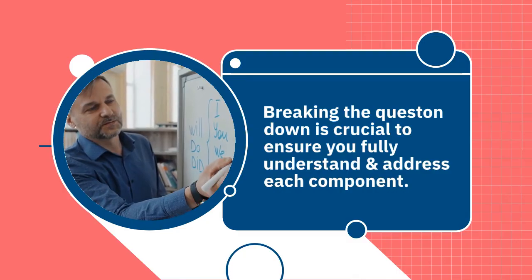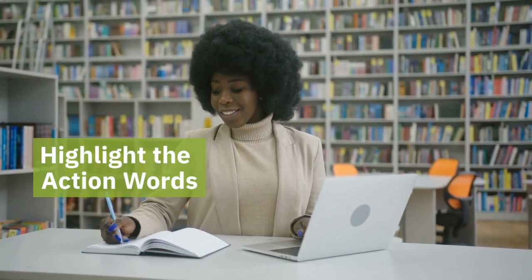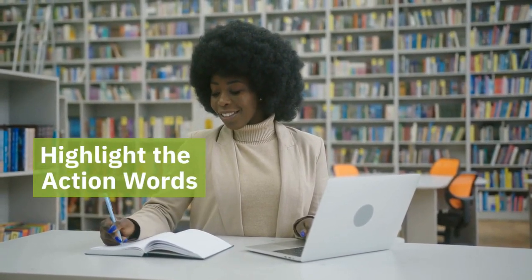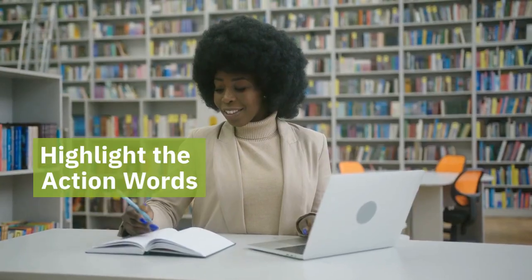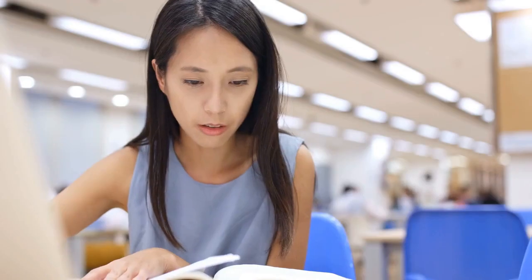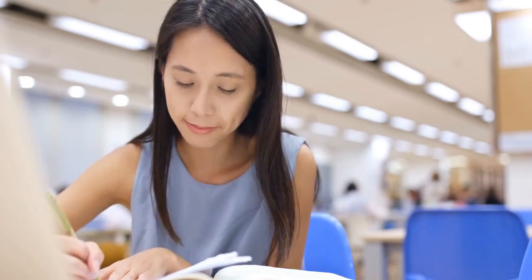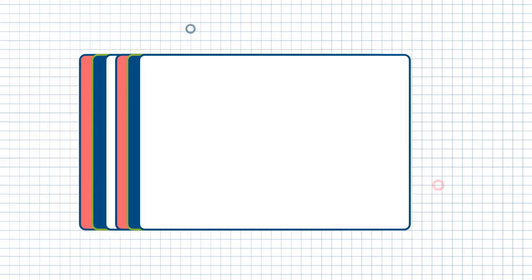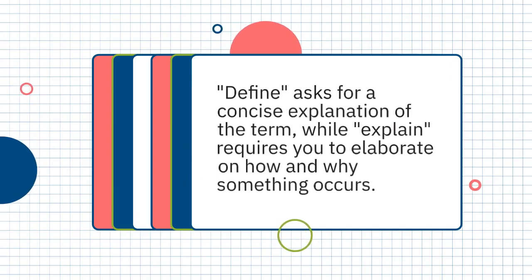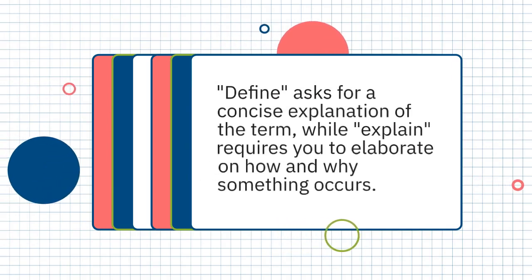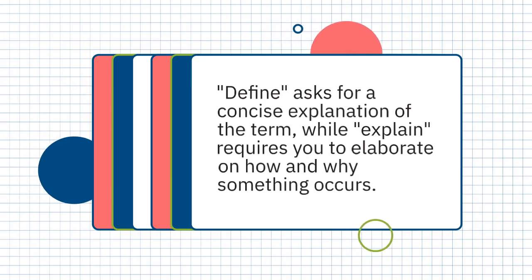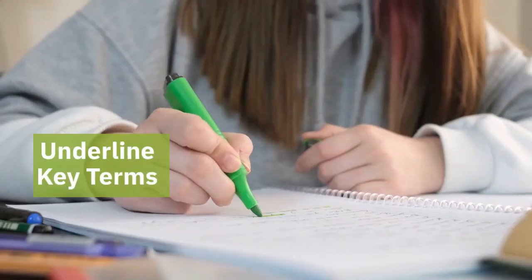Here's how you can approach it. Highlight the action words. Start by highlighting the key action words in the question, such as define, identify, explain, and provide. Understanding what these words require is essential for crafting a precise response. For instance, define asks for a concise explanation of the term, while explain requires you to elaborate on how and why something occurs.